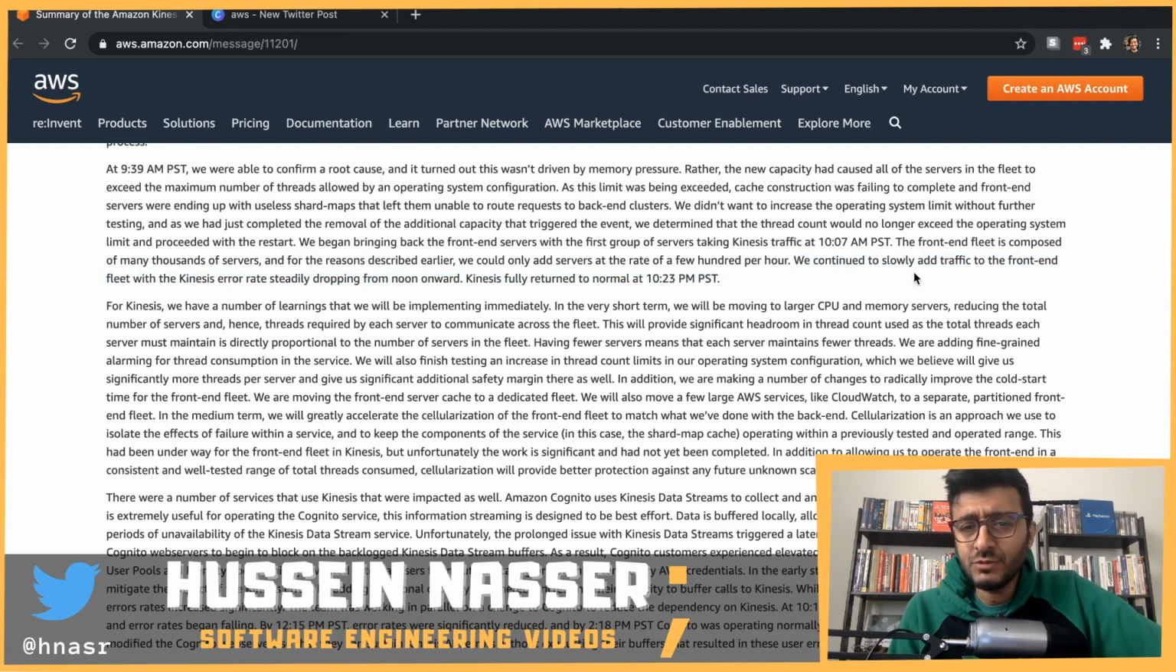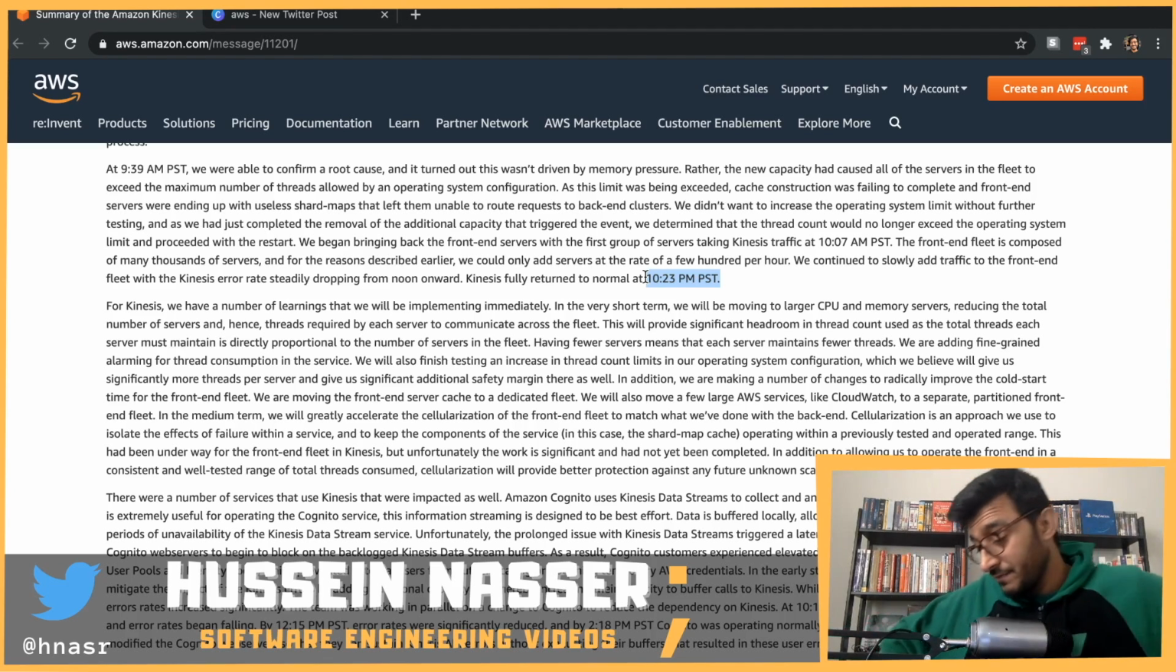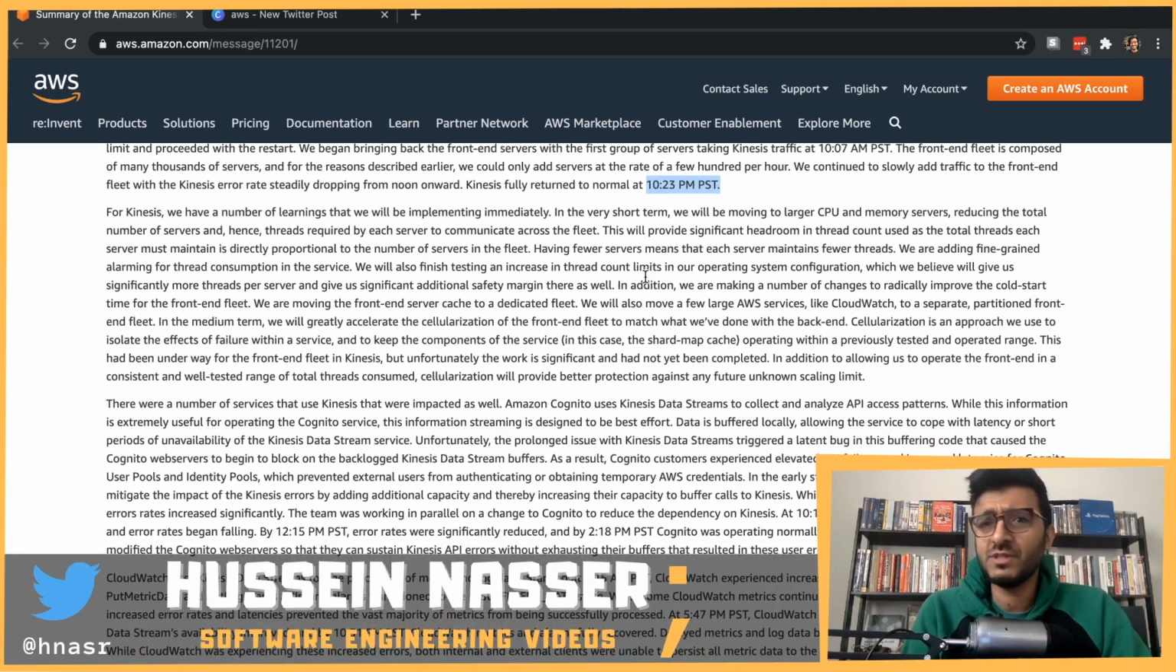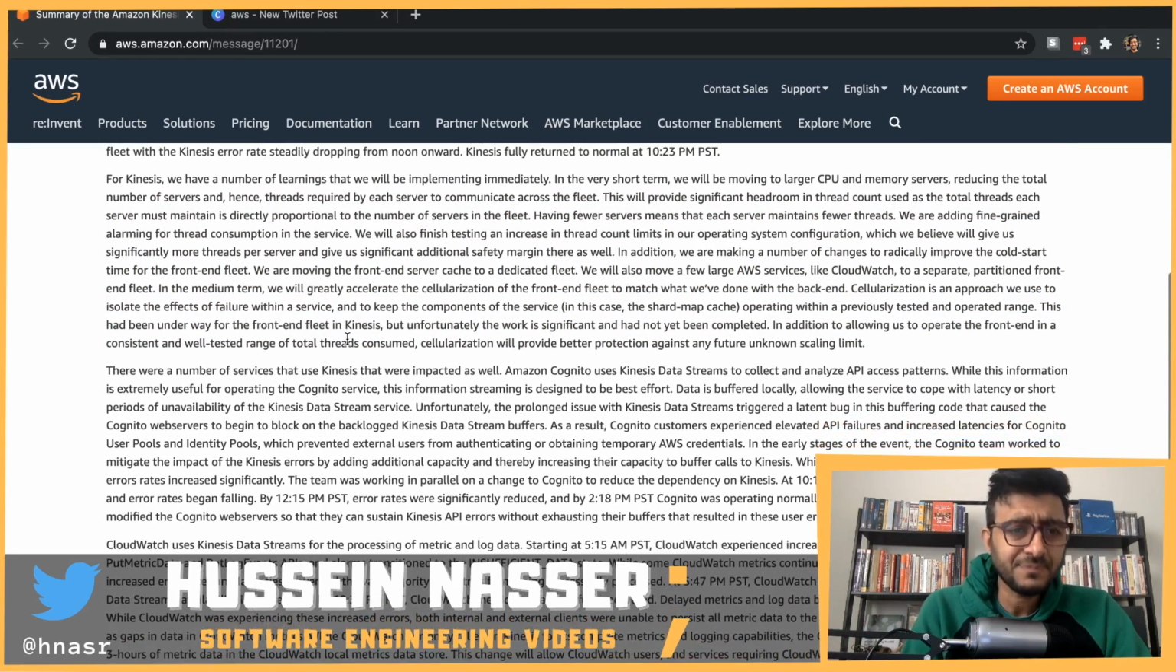We continued to slowly add traffic to the front-end fleet, with the Kinesis error rate steadily dropping from noon onward. Kinesis fully returned to normal at 10:23 p.m. Pacific Standard Time. That was a long outage. I'm glad they actually wrote this. This is good. This is really good. It does leave me thirsty for more answers, though, and I have more questions.